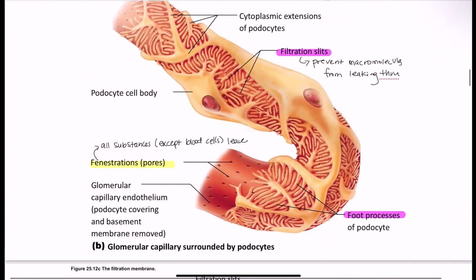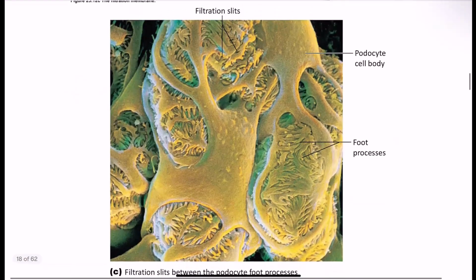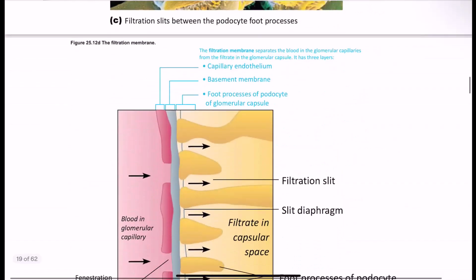Let me show you another picture of podocytes with the filtration slits. Here we have a big old podocyte. That's the main part. And then we have those little extensions with those little finger-like, feet-like projections called the foot processes. And then those spaces in between, those are the filtration slits. So cute.